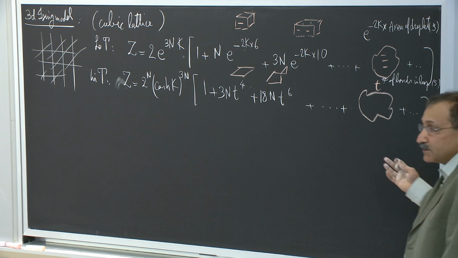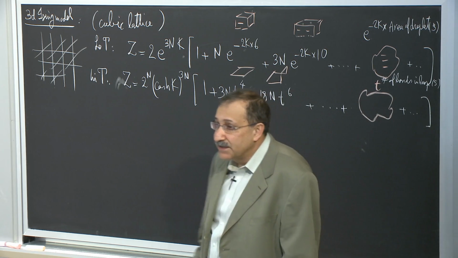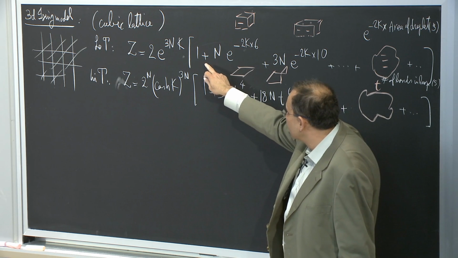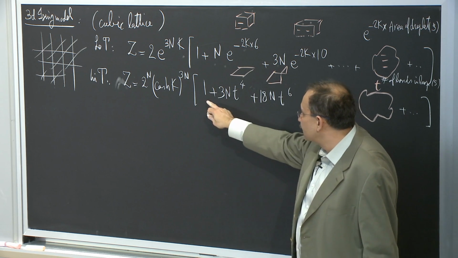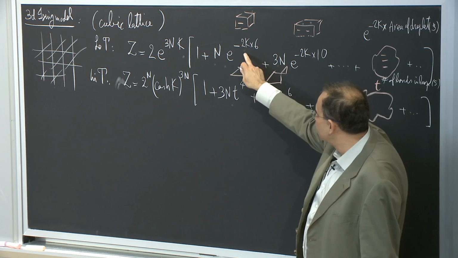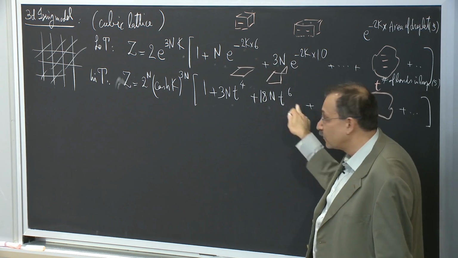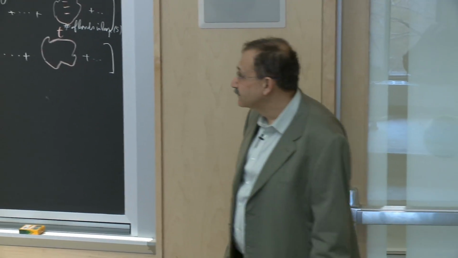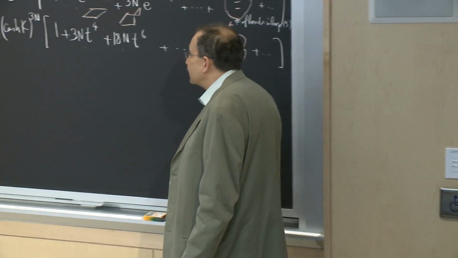So you stare at the series and you see immediately that there is no correspondence like we saw before. The coefficients here are 1, n, 3n. Here there are 1, 3n, 18n. Powers are 6, 10. Here are 4, 6. There's no correspondence between these two. So there is nothing that one could say.